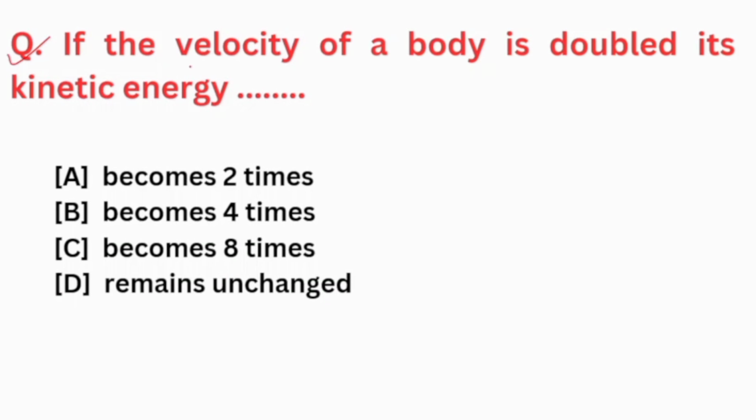Next is, if the velocity of a body is doubled, its kinetic energy dash. We already know that kinetic energy equal to 1 by 2 mv square. So here we can see that kinetic energy depends on the velocity of the object squared. So if the velocity of a body is doubled, its kinetic energy will increase by 4 times. Okay, let's move on to next question.